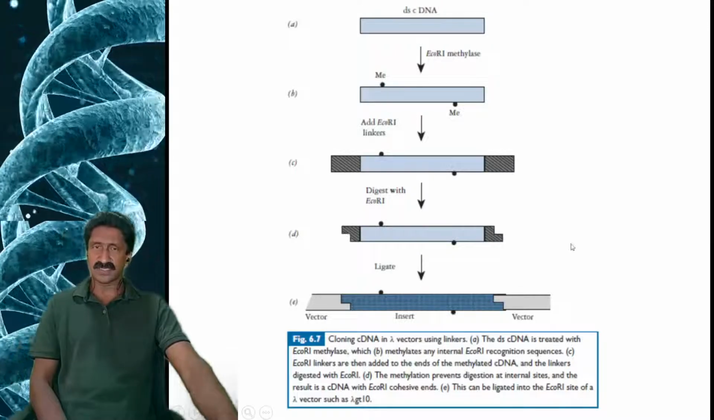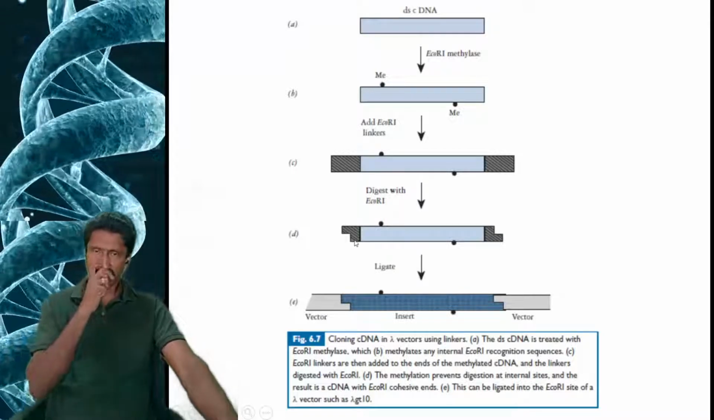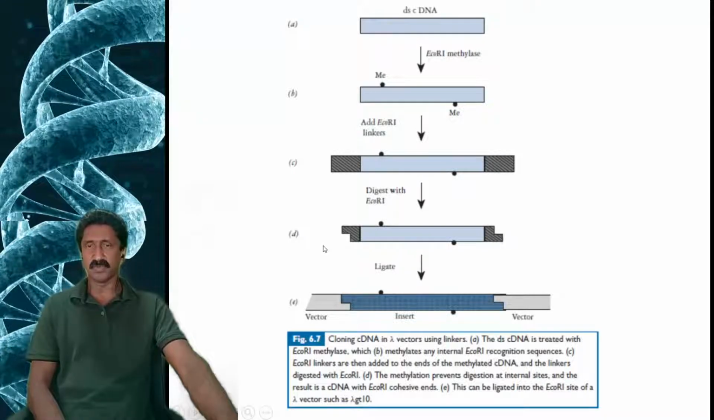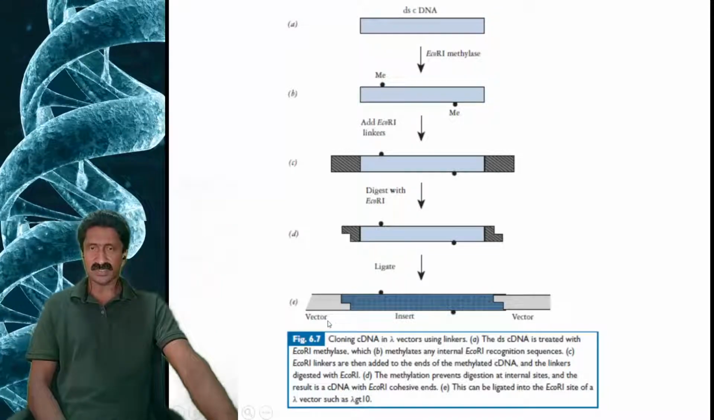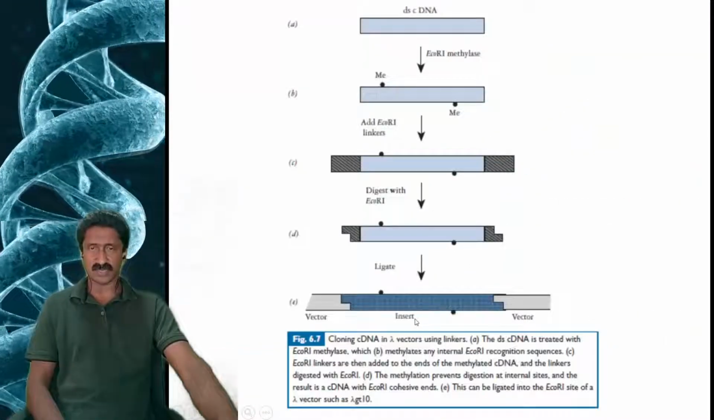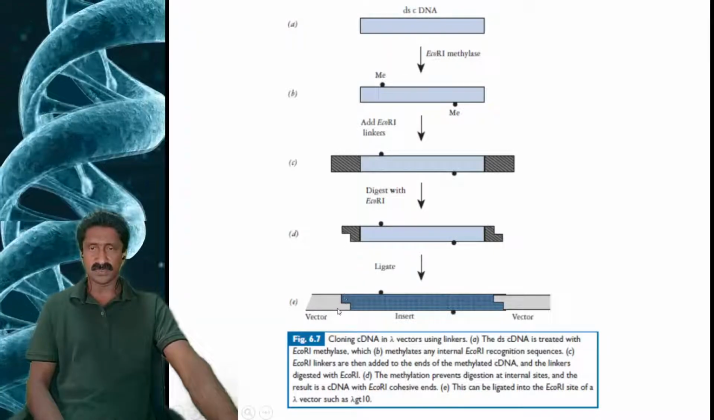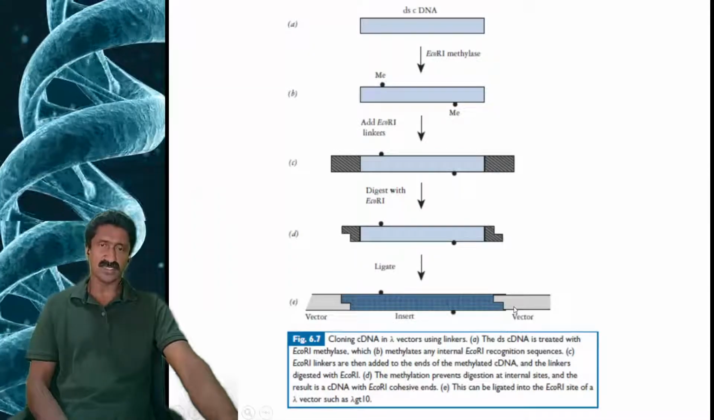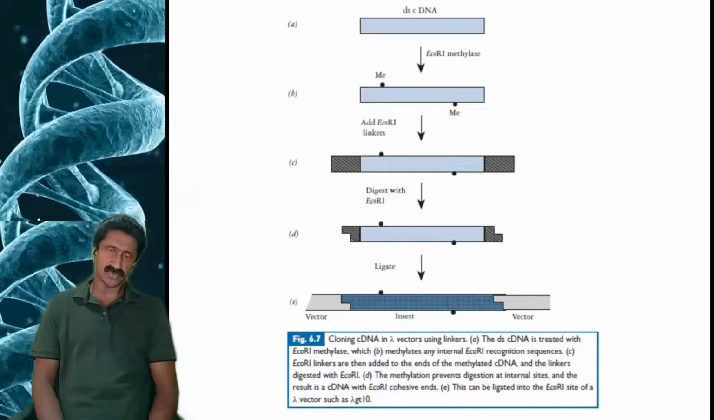Then you can digest it with the EcoRI restriction enzyme. So on both ends you now have the EcoRI sequence. This can be used for joining with a vector which is cleaved with EcoRI. If the vector is cut open by EcoRI, this construct can be easily joined, because it will be complementary to the EcoRI cleavage of the vector. So that will be joined and specifically positioned in that DNA, so that the recombinant DNA can be easily constructed.